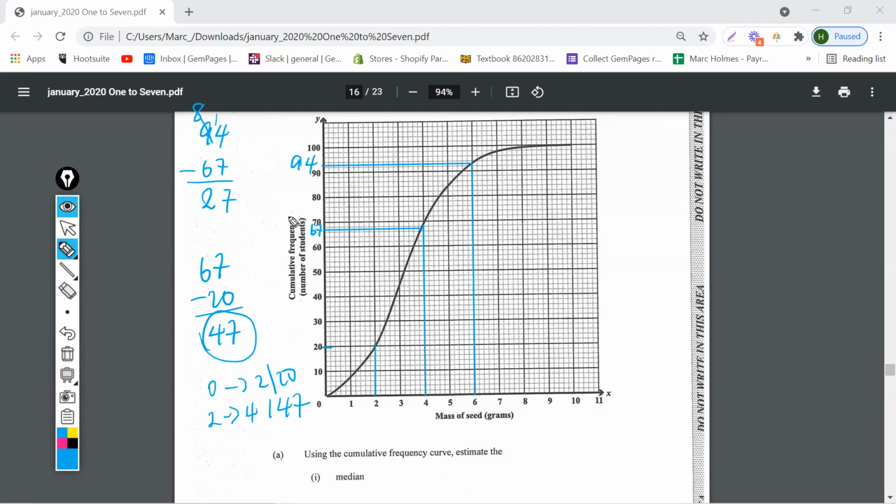No, this is not 94. This is 93. Yeah, 93. So yes, that's exactly what I need. So 93 minus 67 would give me 26. Cool. So that's what I get when I do it. I get 47 and 26.